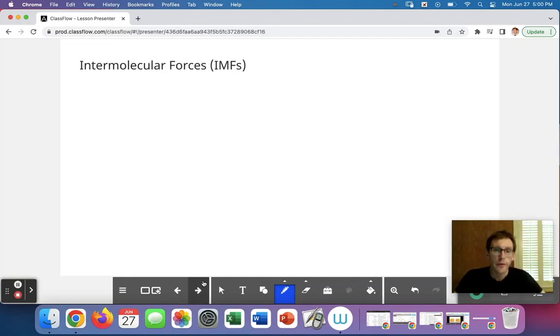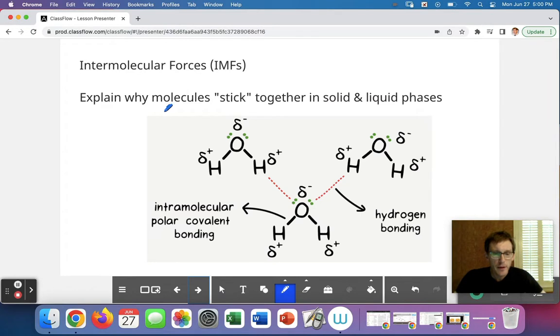In this video, we're going to learn about intermolecular forces, or IMFs. IMFs explain why molecules stick together and don't just freely float around in the gaseous phase. They explain why solids and liquids exist. We've learned a lot about intramolecular forces like covalent bonds, and you can see them diagrammed here.